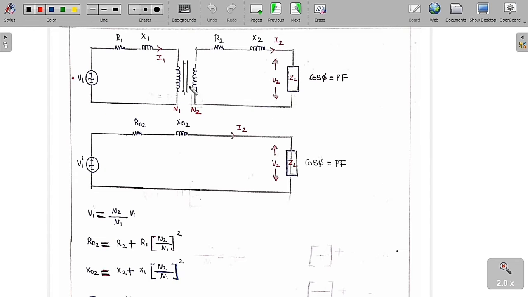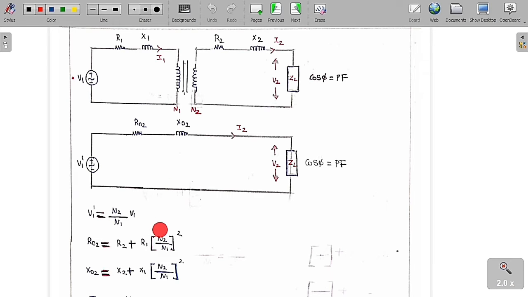Suppose I shift the primary to the secondary side, what is going to happen now? We will see. So now the current is I2, this is V2, this is ZL, and cos phi is the power factor of the load. Now listen carefully, this is called R02 and X02.